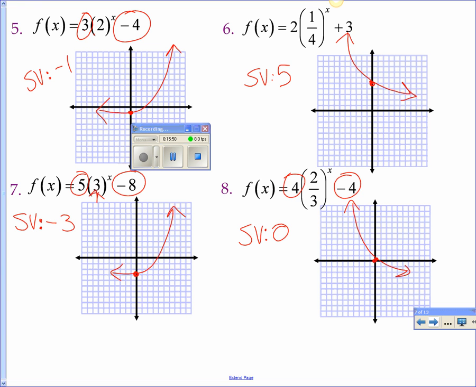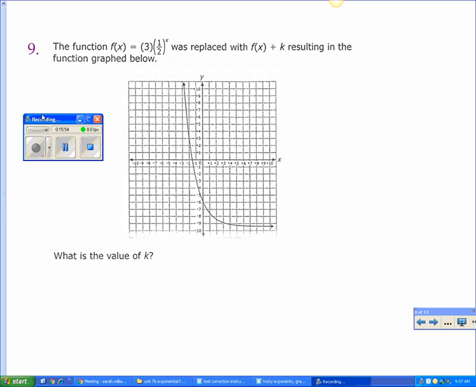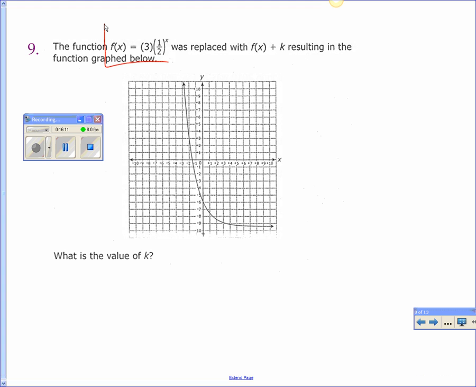Questions? Okay. All right. This one, number 9. Okay, this is the exam question they love to put on the test, all right? I guarantee you're going to see this on the exam at the end of the year. You've got this function right here. So everybody box this in, and I want you to write the word old with it. So this is the old function, 3 parentheses 1/2 to the x.